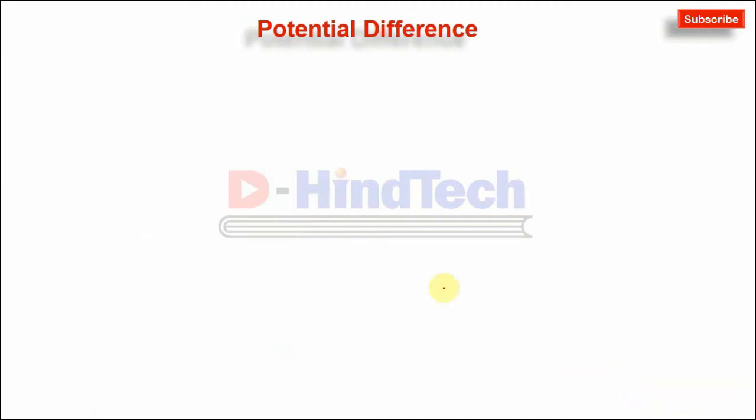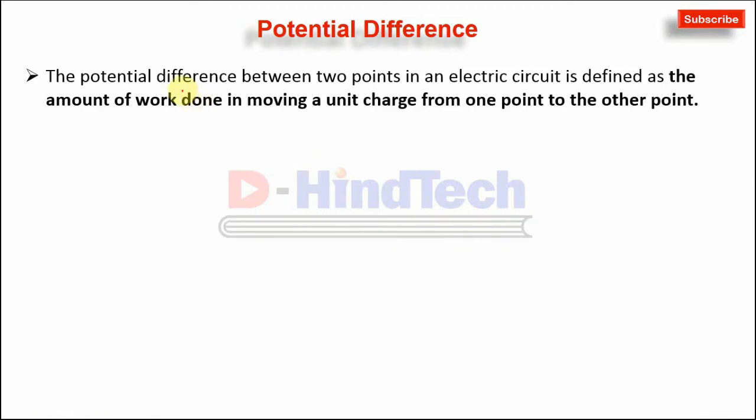Okay, now come to the next slide. See here the definition of potential difference in the circuit between the two points. The amount of work done in moving a unit charge from one point to another. As we have seen in the last slide, there are two points A and B, and between these two points there is a conductor which is made up of copper wire.